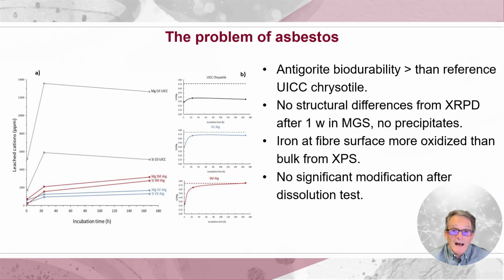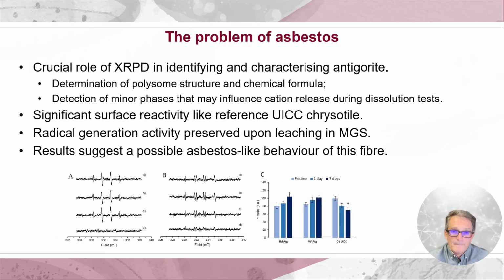Antigorite shows higher biodurability than reference Union for International Cancer Control chrysotile. Powder diffraction reveals no structural changes after 1 week in modified Gamble solution, and no precipitates were observed. XPS analysis indicates that iron at the fiber surface is more oxidized than in the bulk. Overall, no significant modification of the surface was detected after the dissolution test.